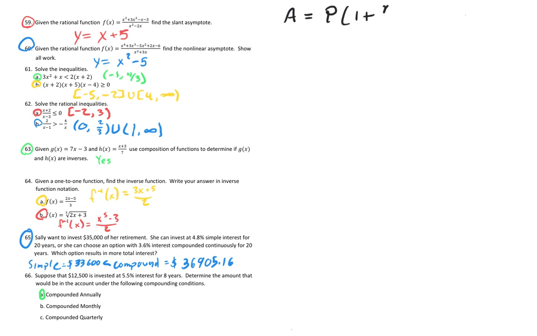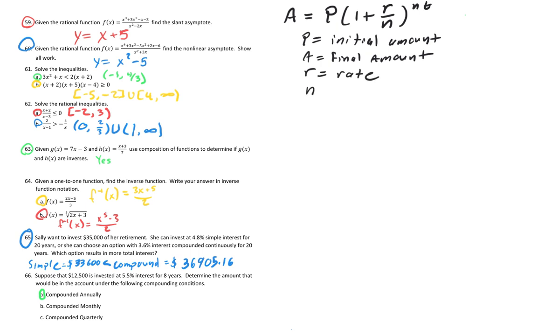P(1 plus R over N) to the power of NT, where P is our initial principal, or initial amount, A is our final amount, R is our rate, N is our number of times compounded in a year, and then T is equal to time in years.